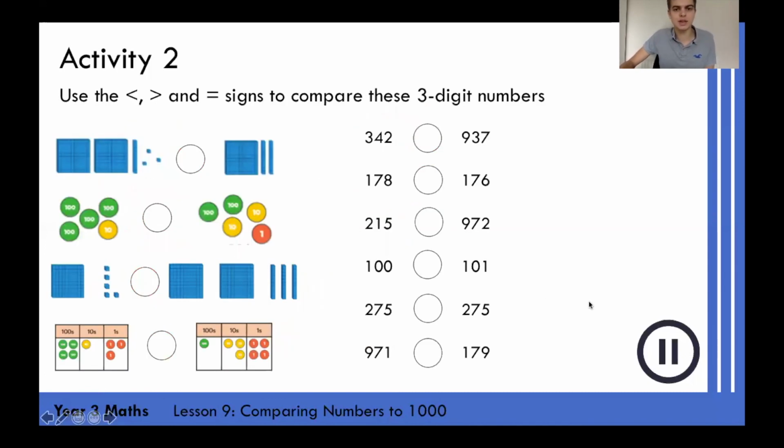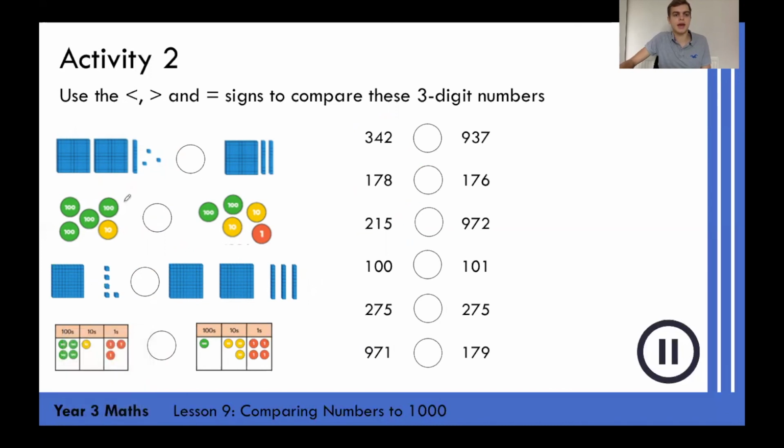Okay, activity number 2 then, and this is where we're going to use our more than, less than, and equal to signs. So you need to compare these two numbers. Now, some of the numbers are made with place value counters and deans. Some of the numbers are just written in numerals. But I want you to have a go at comparing these and using the more than, less than, and equal signs to compare these numbers. So let's have a go at a couple together, shall we?